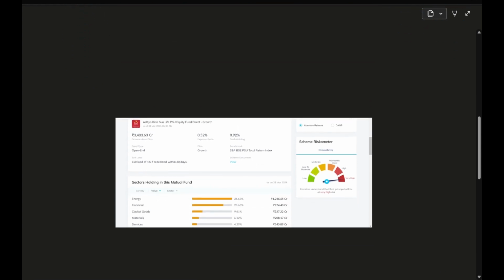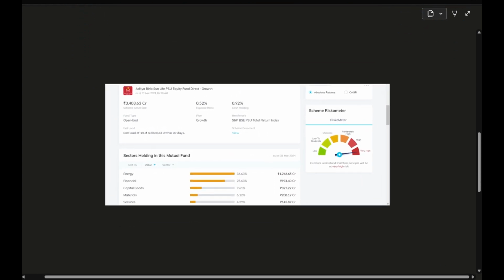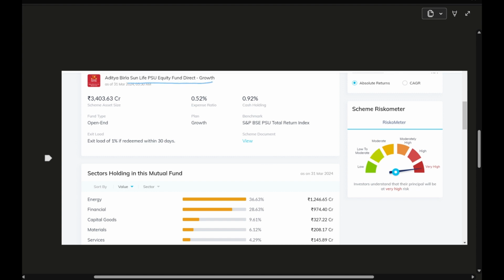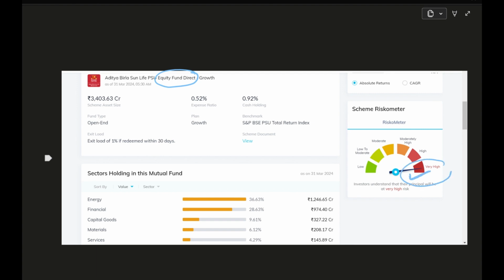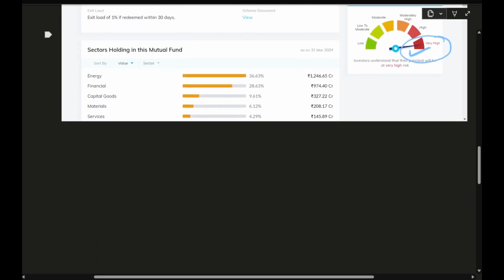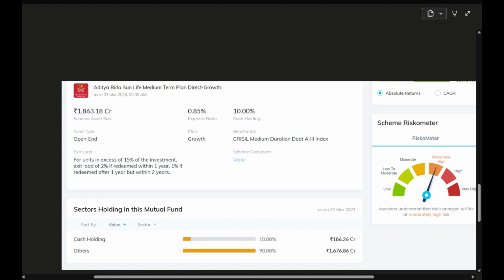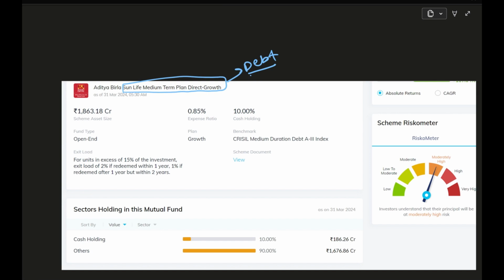I have taken a few examples. This is the Aditya Birla Sun Life PSU Direct Fund Growth Plan, which is categorized as an equity fund. As you can see, as equity is more risky, this fund is categorized as very high risk. The next example is your Aditya Birla Medium Term Plan Direct Growth. This is a debt plan that we categorize here.